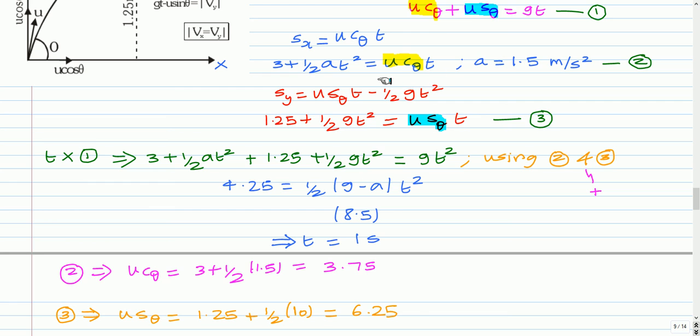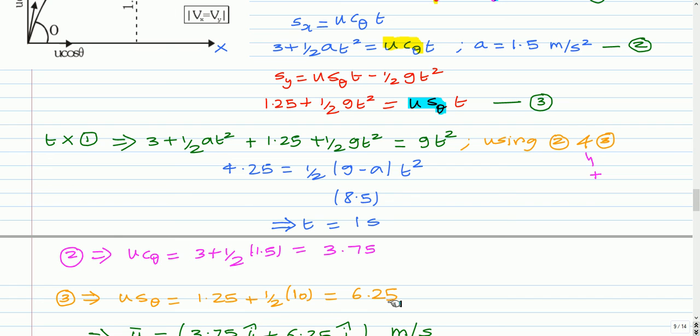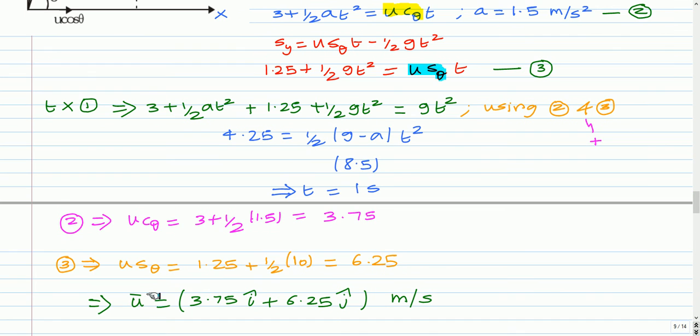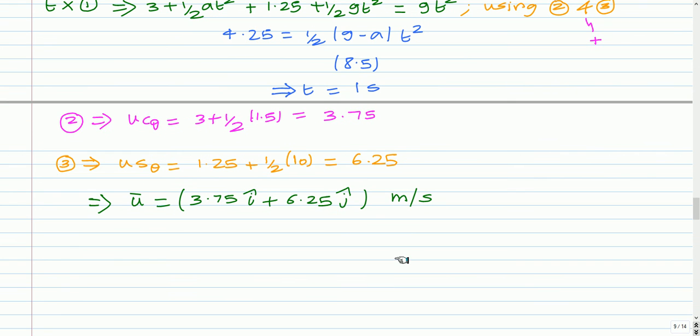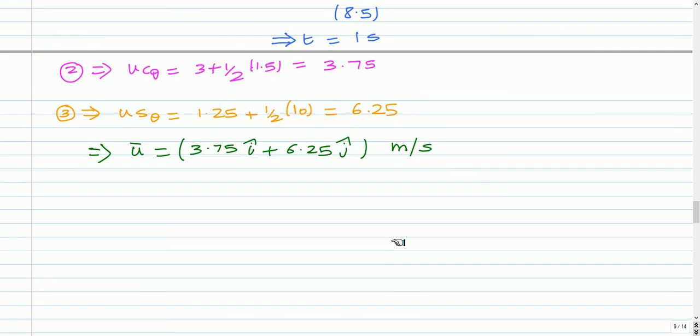So from the second equation we get u cos theta, since time is known and acceleration is known. From that you get u cos theta is 3.75. In the third equation, once the time is known, we can calculate u sin theta. So from the third equation we get u sin theta is 6.25, and the velocity is u cos theta i cap plus u sin theta j cap. So this is the expression for the initial velocity of the stone, and this is what is asked in the question.